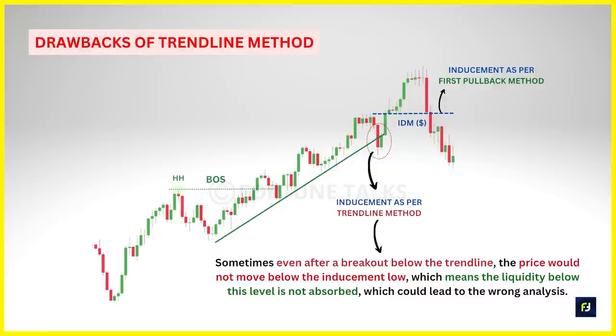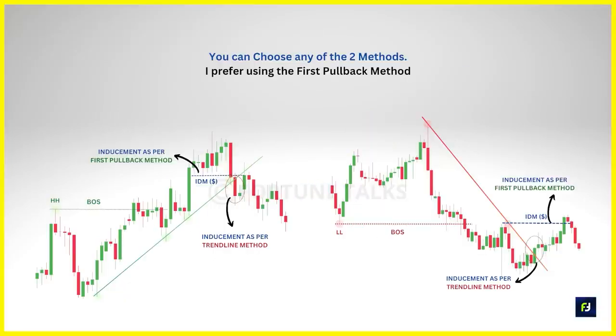The second issue is that sometimes even after a breakout below the trend line, the price would not move below the inducement low, which means the liquidity below this level is not absorbed. This could lead to wrong analysis because as per our pullback method, the inducement level gets shifted to newly formed pullback lows as long as the liquidity is not swept by the market. So from my experience, it is better if you stick with the first pullback method after a valid break of structure for marking your inducements.